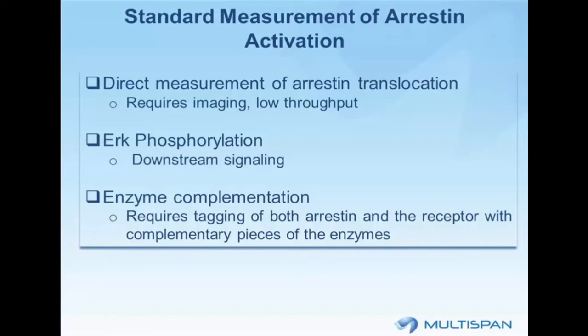Assays also have been developed for enzyme complementation. Most of the enzyme complementation assays required tagging of both the arrestin and the receptor with complementary pieces of the enzymes, and that actually works fairly well, but the concern is that tagging of the GPCR itself may alter the pharmacology of that GPCR, and that may be a concern when you're really trying to make the best interpretation of the data.